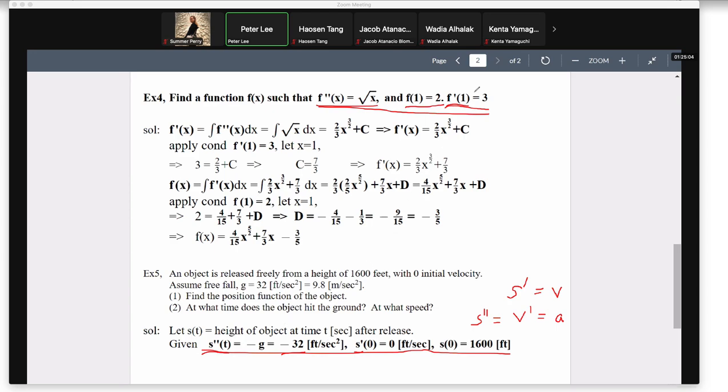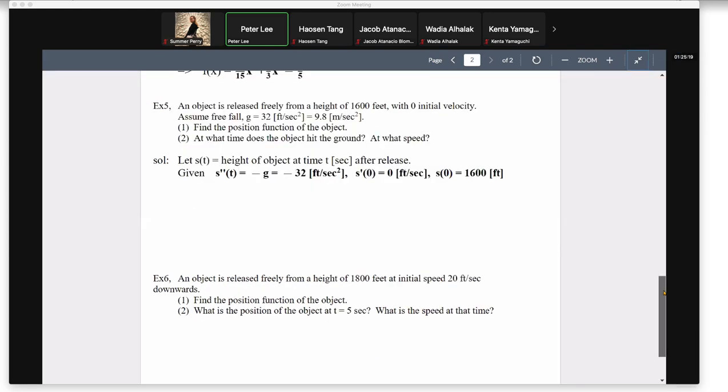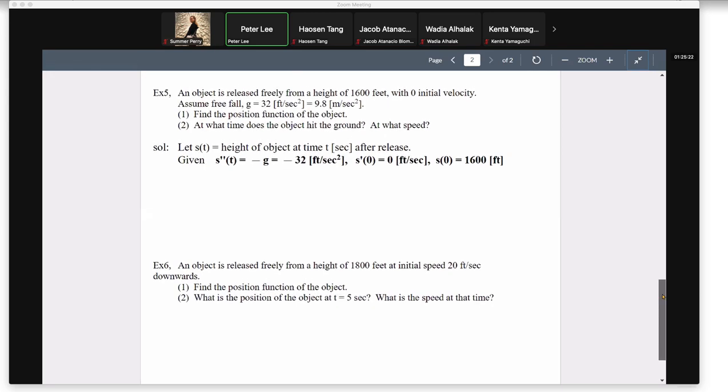Okay, so this one here, you don't need to do. Okay, should I save it? Okay, save this here. Now, if we scroll this down, then we get this example 6. Example 6 is now another free fall problem.